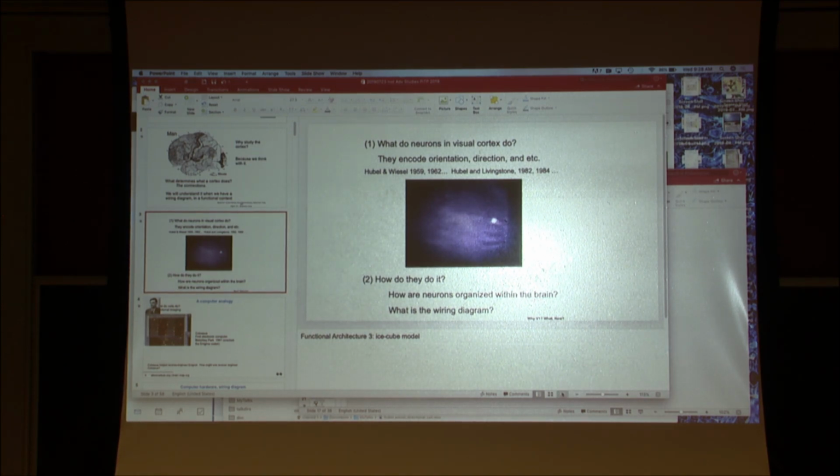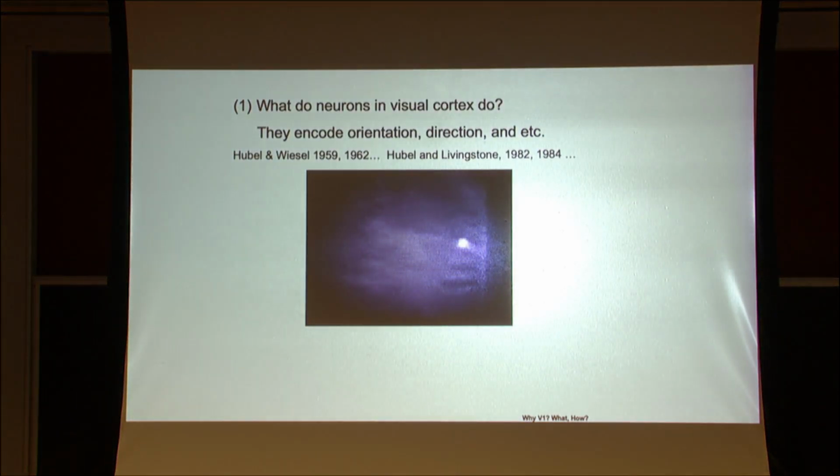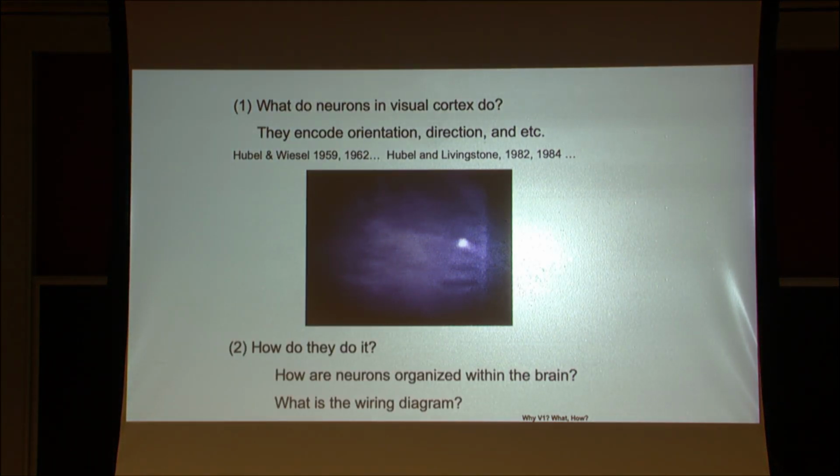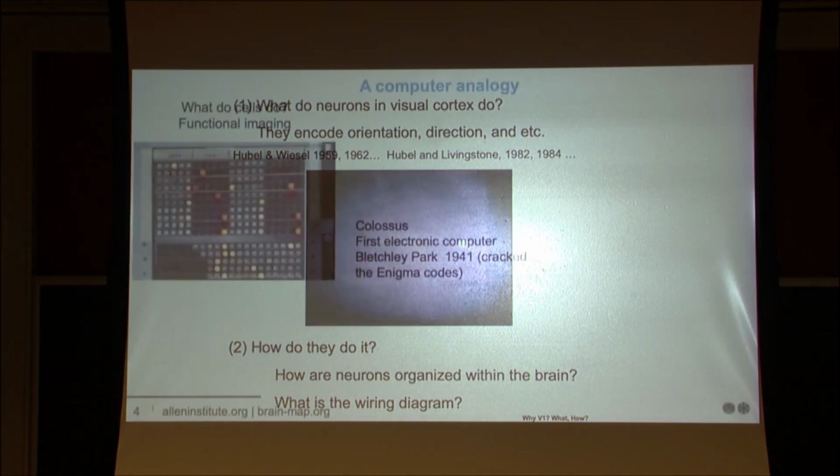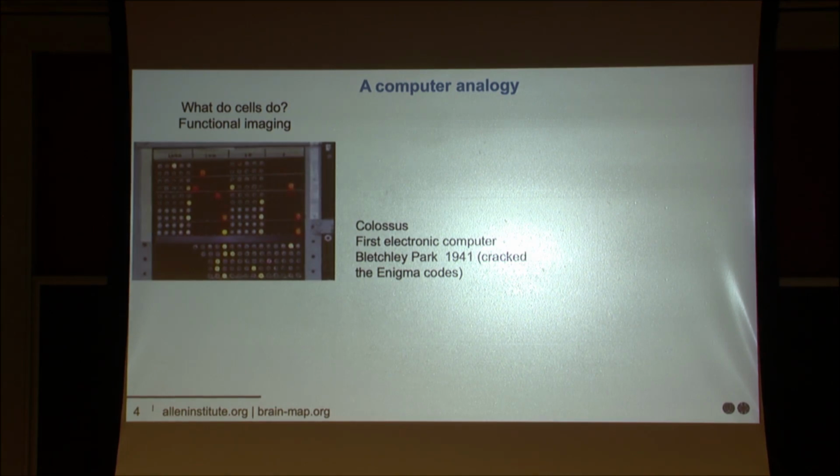And then you can imagine there are two questions. Again, I've already said it. What do the cells do? They see something, for instance, and how do they do it? How are neurons organized in the brain? But really more importantly, what's the wiring diagram? Enough of this. An analogy, and maybe a nice analogy for where we are.